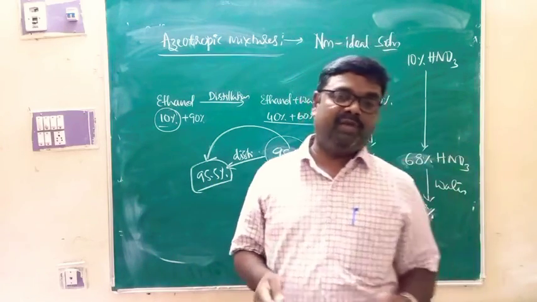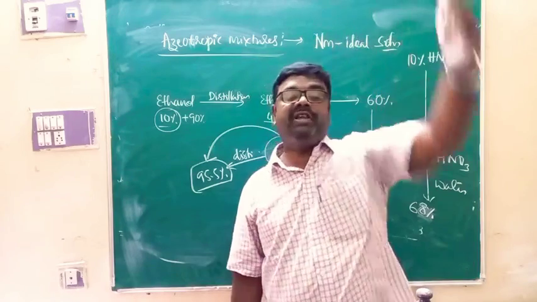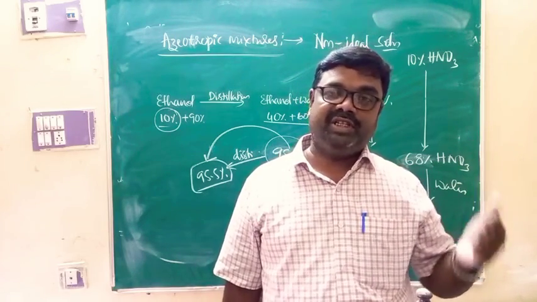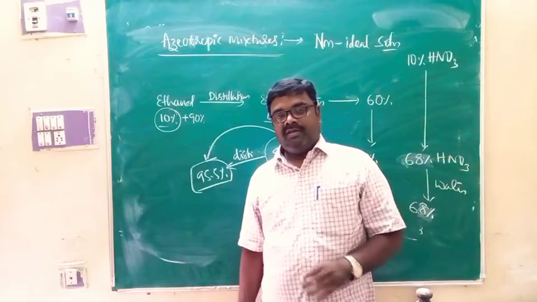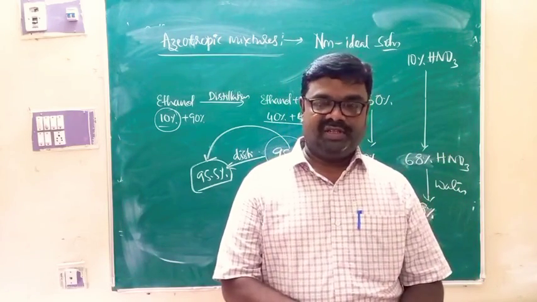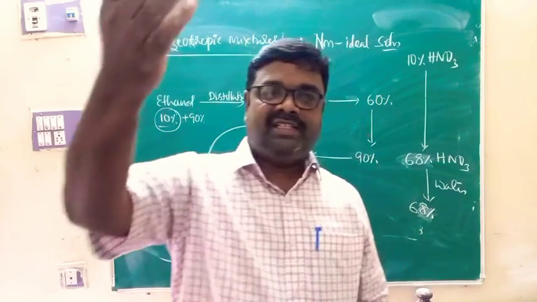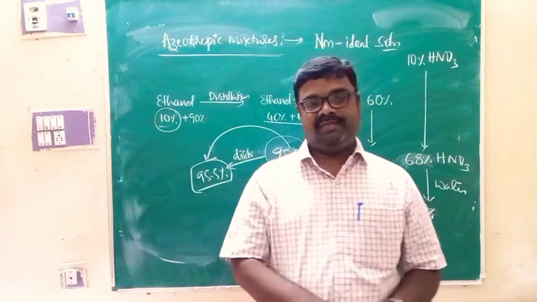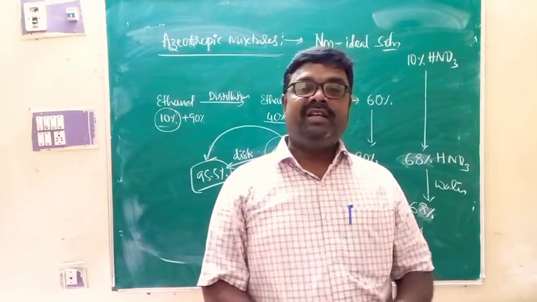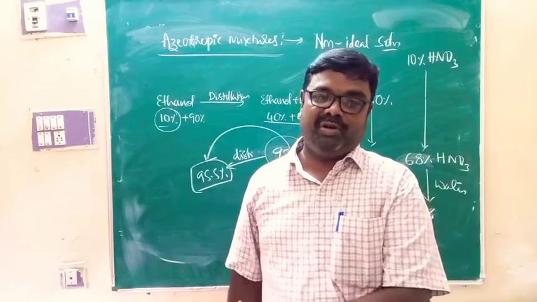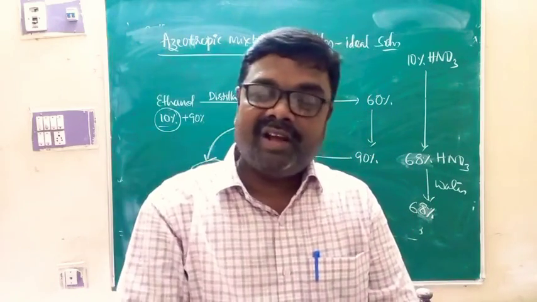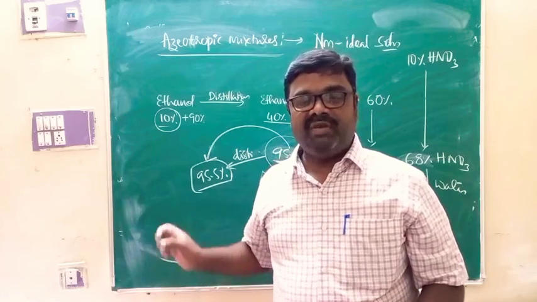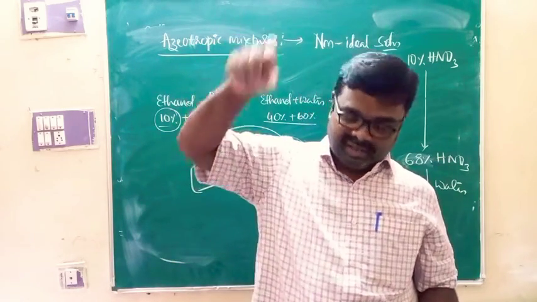At the same time, non-ideal solutions with positive deviation form minimum boiling azeotropes. Positive deviation means vapor pressure increases, and if vapor pressure increases, the boiling point of the resulting solution decreases. Hence, minimum boiling mixtures. Non-ideal solutions with negative deviation form maximum boiling azeotropes, because negative deviation means vapor pressure decreases, and if vapor pressure decreases, the boiling point increases. That means they form maximum boiling azeotropes.